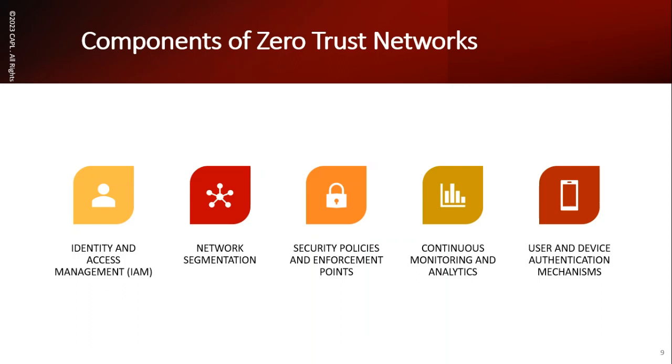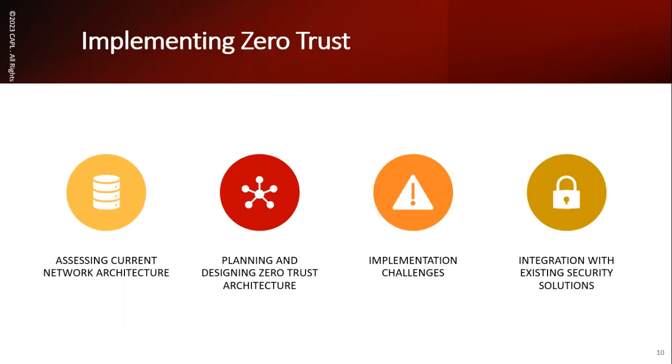Overall, user and device authentication mechanisms in Zero Trust ensure that only authorized users and trusted devices can access the resources. This minimizes the risk of data breaches and unauthorized access. These mechanisms play a very important role in maintaining security in today's dynamic and distributed computing environments. Now, what do we need to consider when we are implementing zero trust?